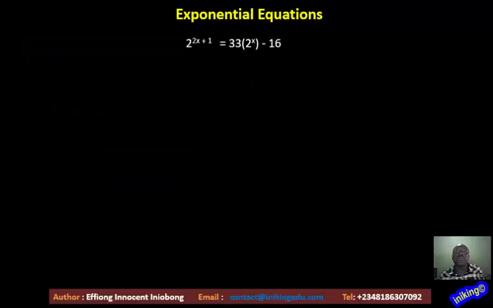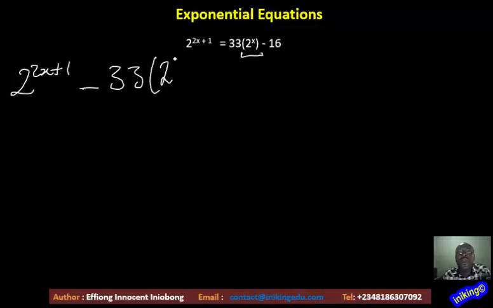Let's take another example. Here we have 2 raised to the power 2x plus 1 is equal to 33 times 2 raised to the power x minus 16. I can see 2 raised to the power x, so that's like our joker. So I'll try to rearrange this again. First and foremost, this is 2 raised to the power 2x plus 1. I collect everything to the left hand side. So this is 33 times 2 raised to the power x minus 16. So this will be plus 16 if I transfer to the left hand side. And that will give us equal to 0.